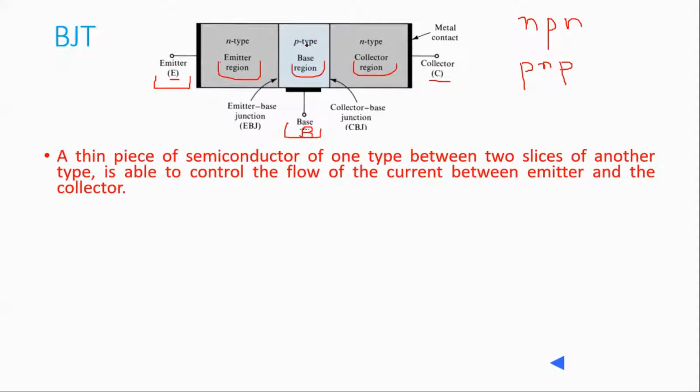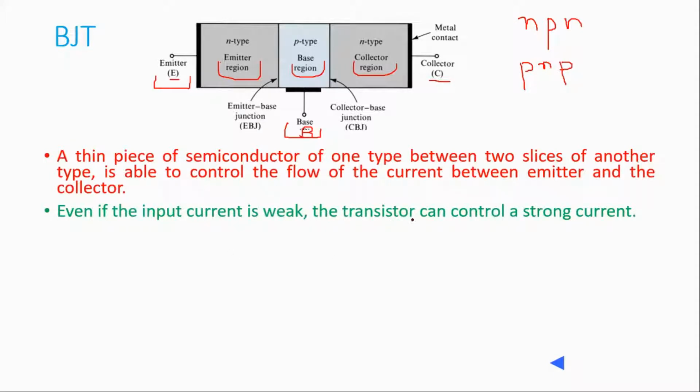I will discuss exactly why this is thin and why they are thicker in the coming slides, but right now it's the definition. It says that a thin piece of semiconductor of one type, either P or N type, is in between two slices of another type. So here it is N type and N type. It is able to control the flow of current between the emitter and collector. I will discuss how it controls the flow of current between emitter and collector in the coming slides.